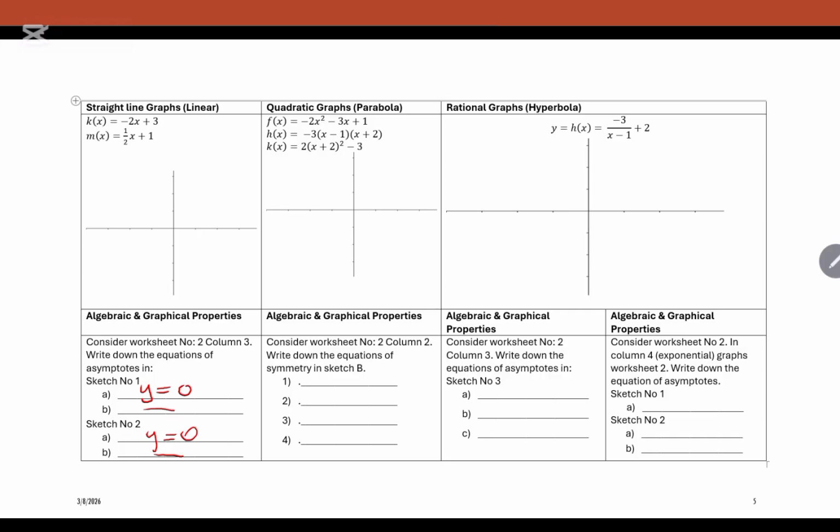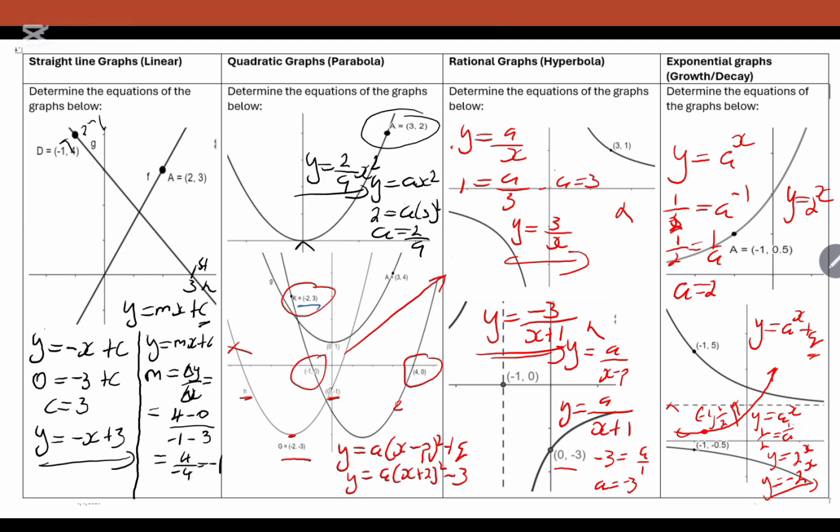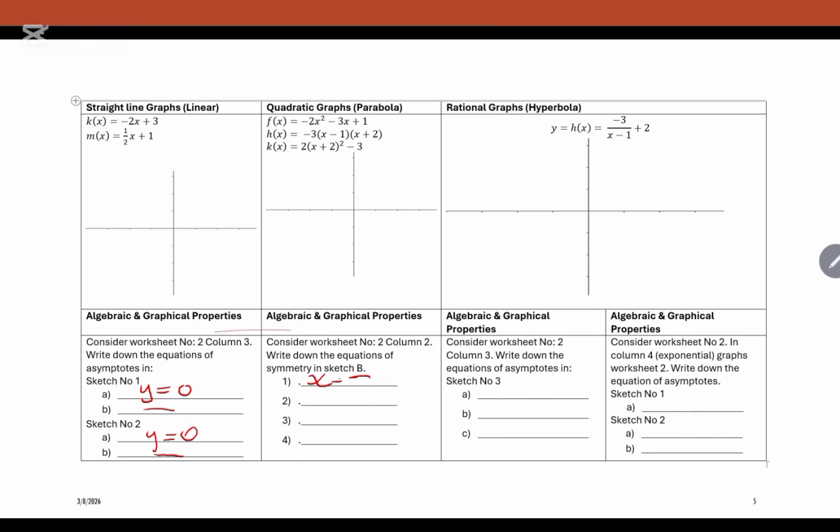You go to the second column that is based on the properties of functions. They say consider worksheet number 2, column 2. Write down the equations of symmetry in sketch B. Column number 2, the equation of symmetry. The first is x is equal to 0, and then here is x is equal to -2.